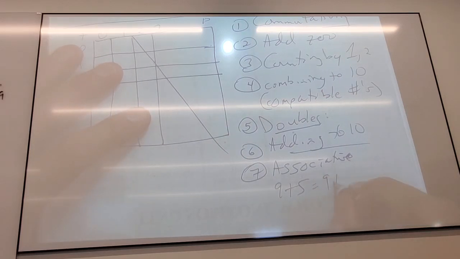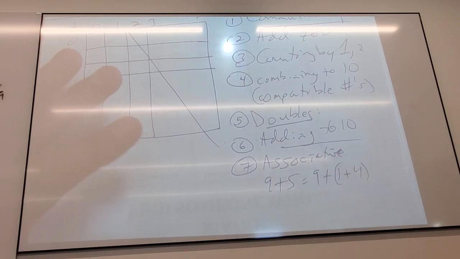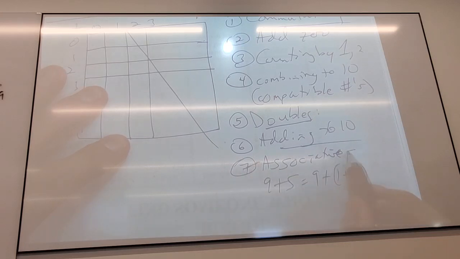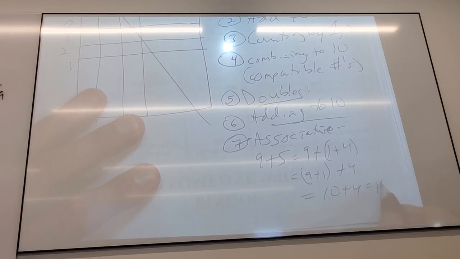So this is 9 plus 1 plus 4. I replaced 5 with another representation for 5, and then I can use the associative property to do that. So then I get 10 plus 4, 14.